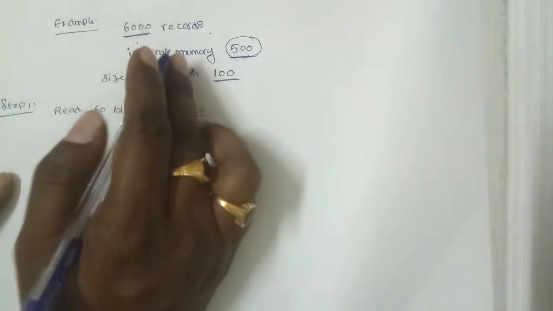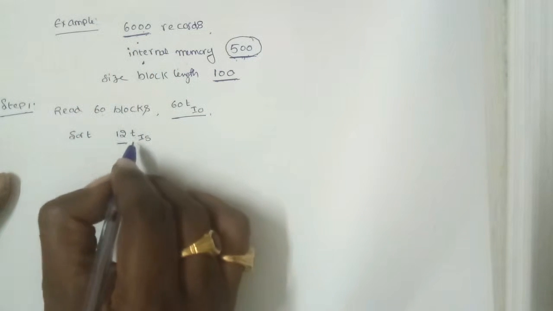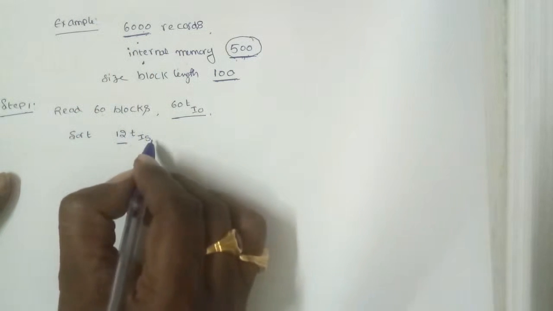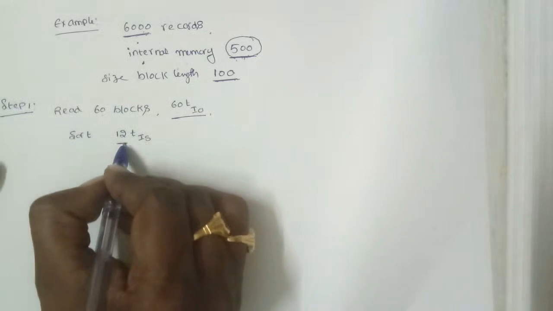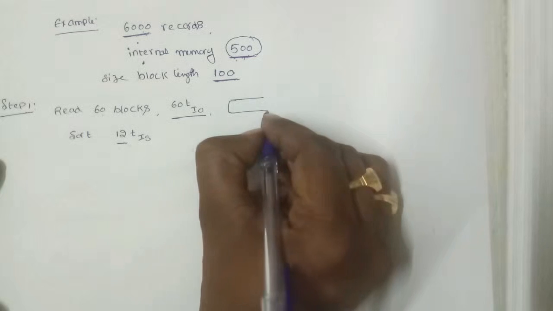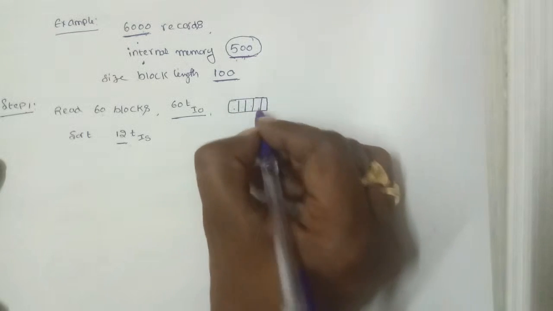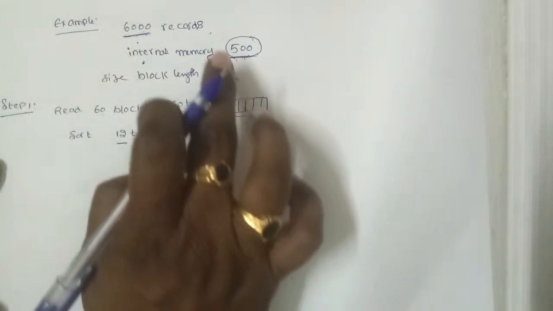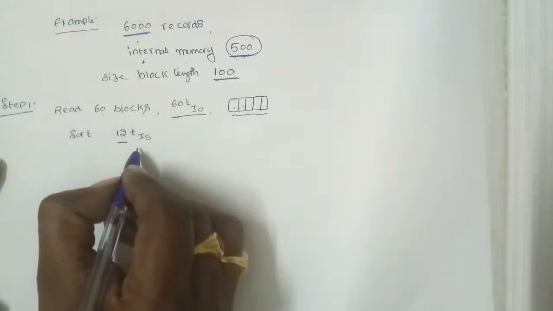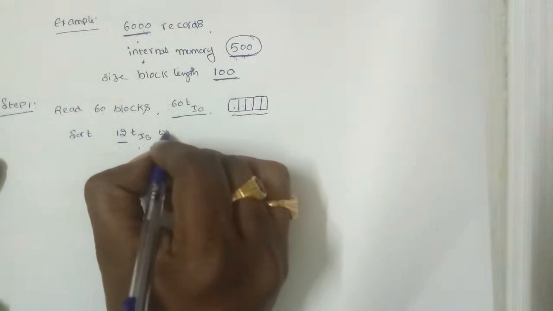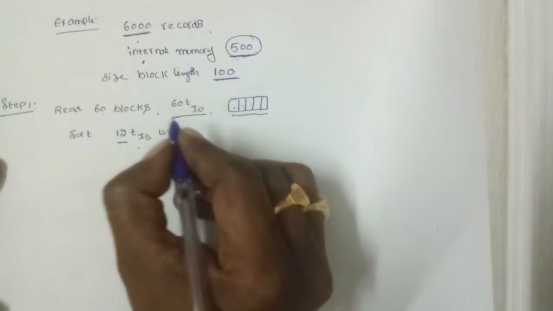That is, the first 500 records are placed into the internal memory and the sort operation is performed. Then the next 500, the next 500, the next 500. That is, each and every time we are reading 5 blocks. So assume this is the internal memory. This internal memory has 1, 2, 3, 4, 5 blocks. At a time I am reading 5 blocks into the internal memory. After sorting, what do you have to do? Again write the blocks into the disk.